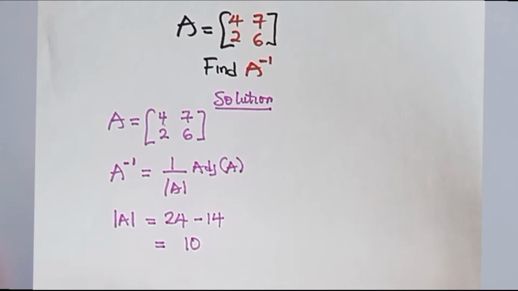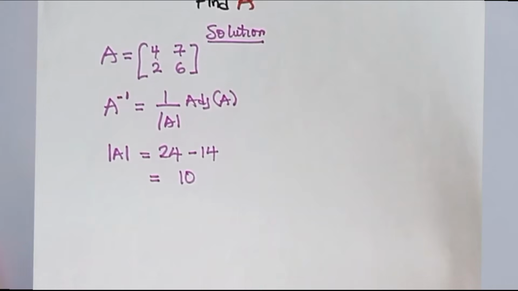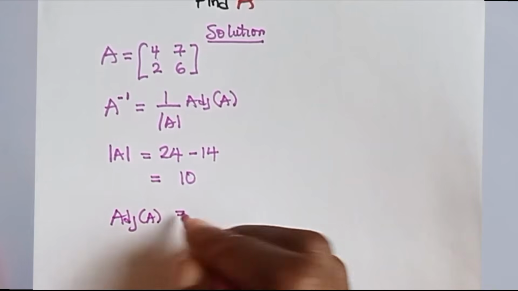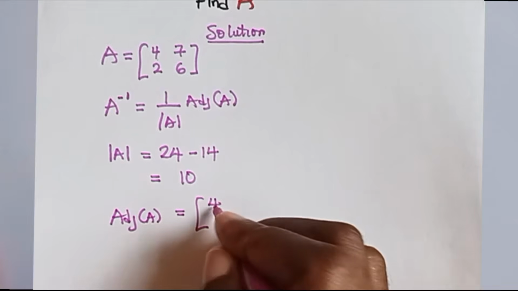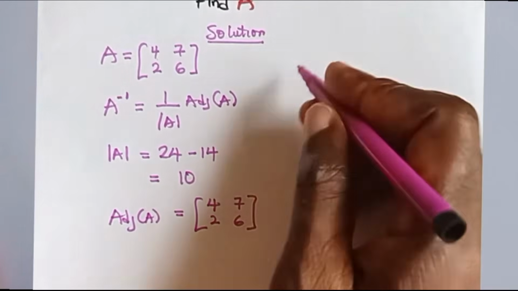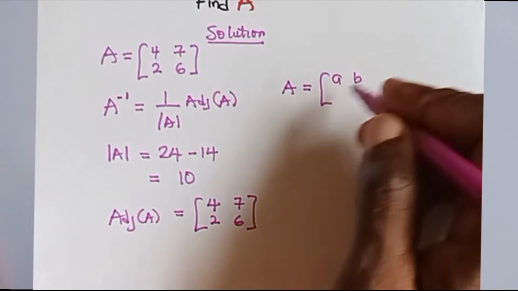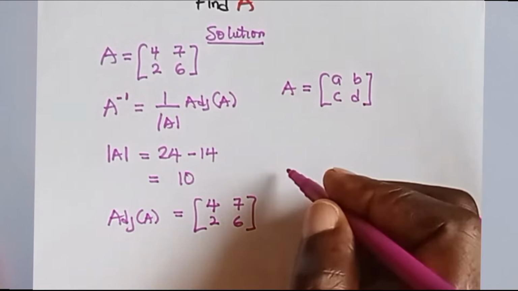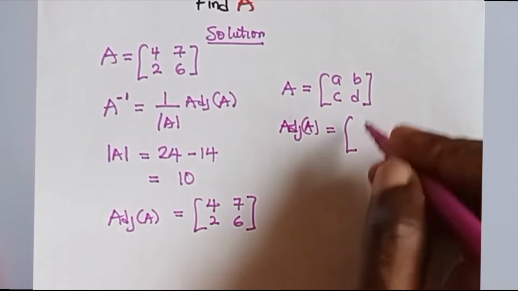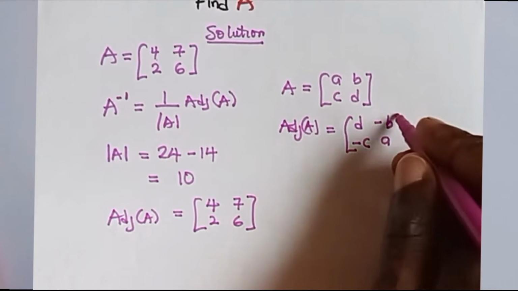All right, so now the next thing we need to find is our adjoint. We need to find the adjoint of A. Okay, let me write what A is again. We have 4, 2, 7, 6. Don't forget that if A equals a, b, c, d, then the adjoint of A will give us d, minus b, minus c, a.